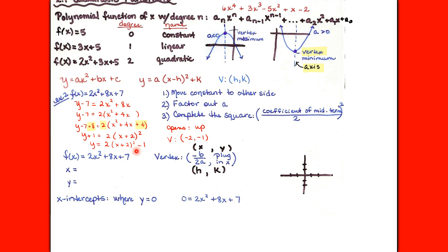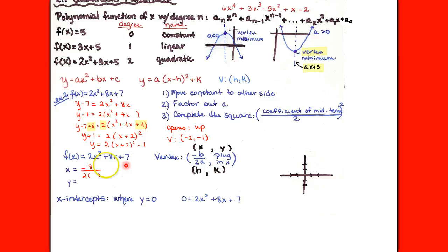So here's a fast, easy way that if I'm in this form, I can find the vertex. The x value of your vertex is going to be negative b over 2a. And anytime you know an x value, you just plug it in to find a y value, right? So let's do that. If x is negative b over 2a, we're looking at this like ax squared plus bx plus c, the exact same way that we did when we did quadratic formula, okay?